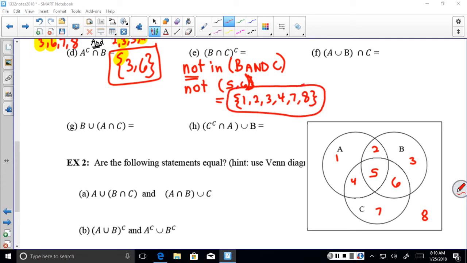Okay. So it's not in B and C, so it's not 5, 6. We good on that one?